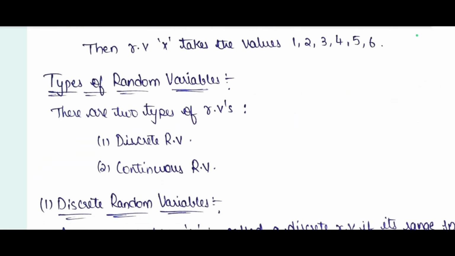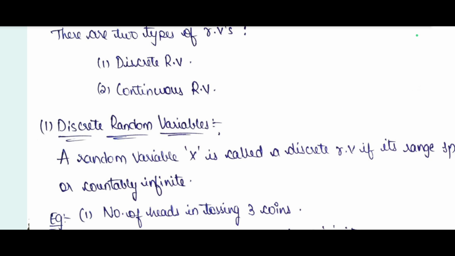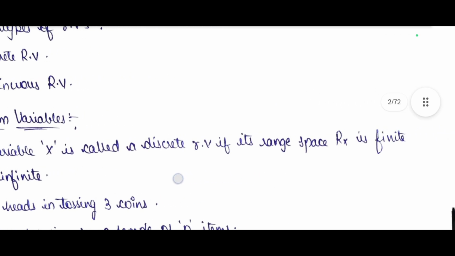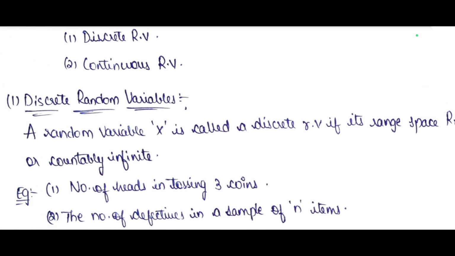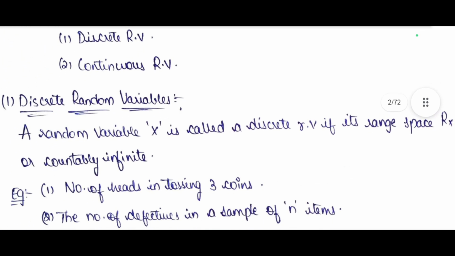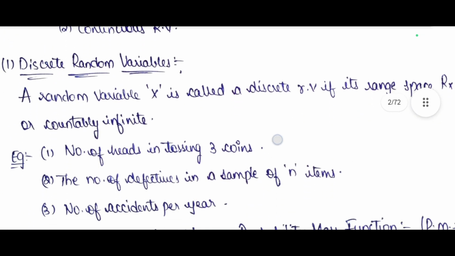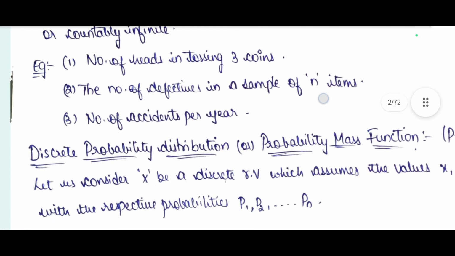Next, the types of random variables. There are two types of random variables, that is discrete random variable and continuous random variable. A discrete random variable has a finite range of values. A random variable x is called a discrete random variable if its range space R of x is finite or countably infinite. Some examples: the number of heads in tossing of 3 coins, the number of defectives in a sample of n items, the number of accidents per year.